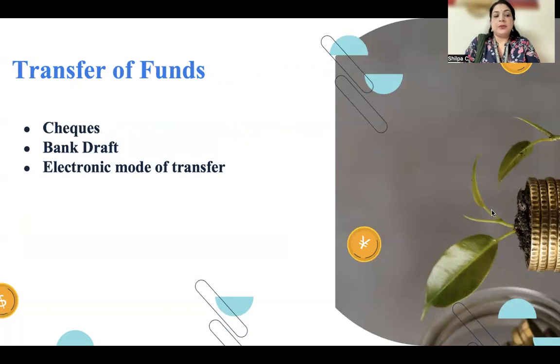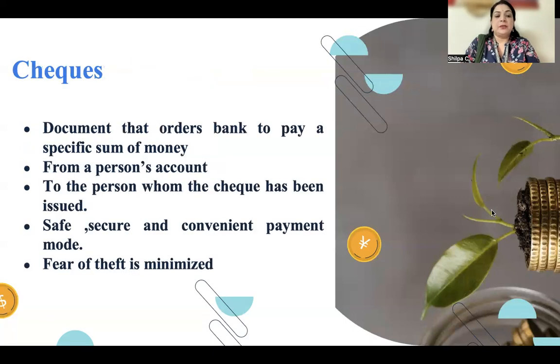Then another function done by the banker is transfer of funds. This is done in the form of checks, bank draft, as well as through an electronic mode of transfer. We all understand what checks are. A check is a document that orders the bank to pay a specific sum of money from one person's account to the person to whom the check has been issued. It is a very safe, secure, and convenient mode of payment, and there is no fear of theft through check payment.